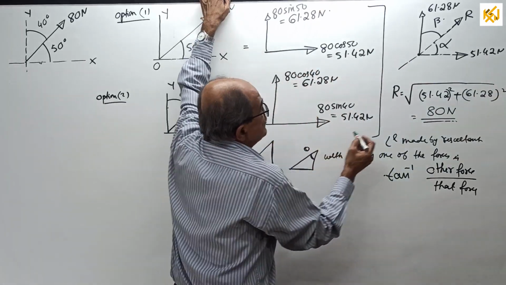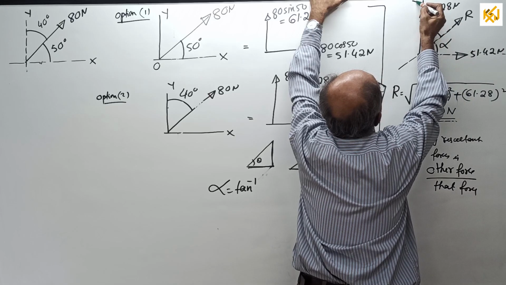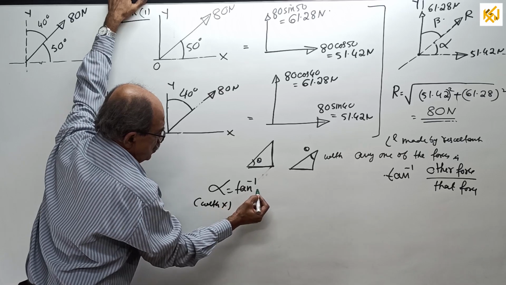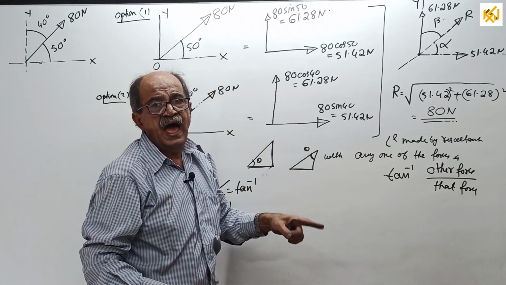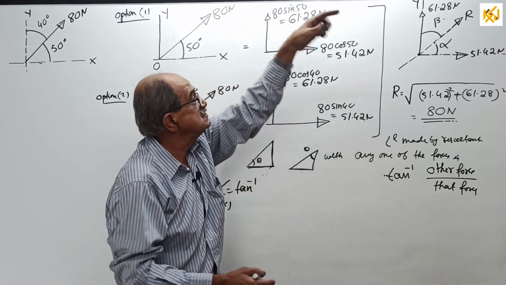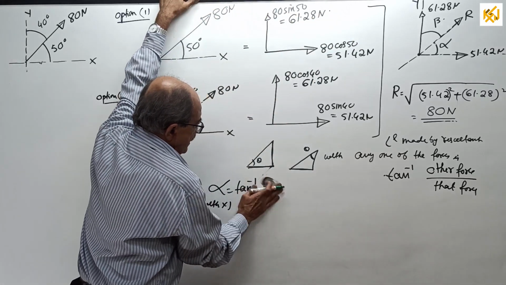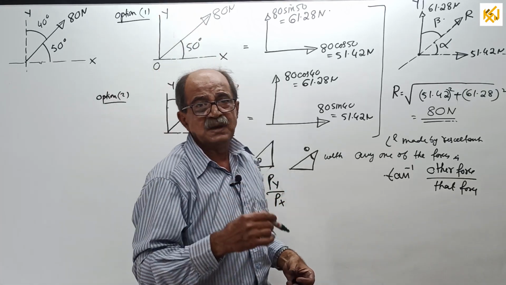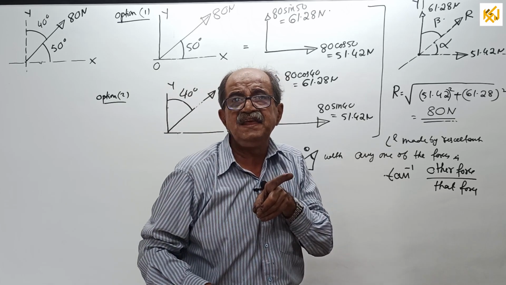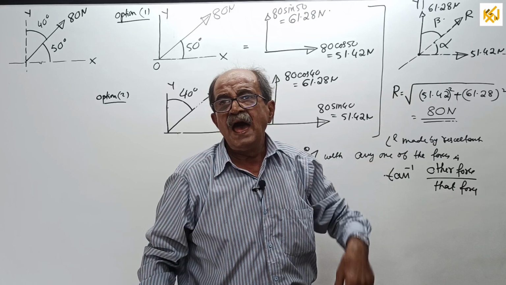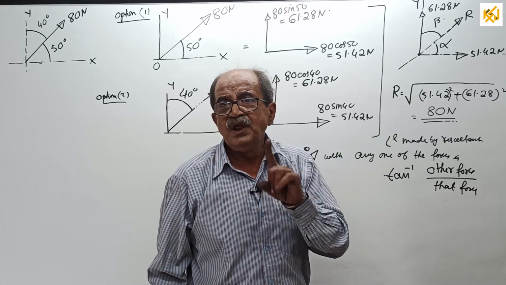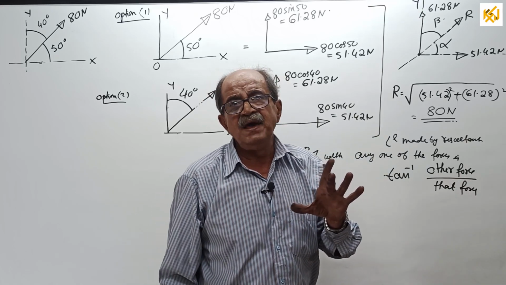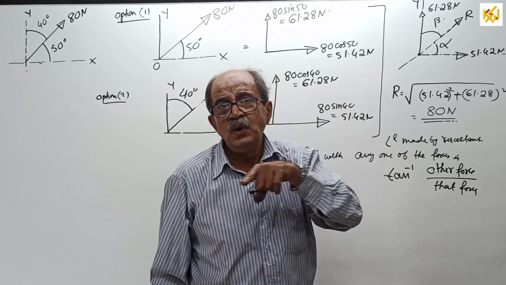So I can tell once again right here, this is the x direction, this is the y direction. So tan alpha with the x equals tan inverse of, you want the angle with the x direction, so the other force, which is force in y divided by force in x. When you go for support reactions, if you get a horizontal reaction H and vertical reaction V, the angle made by the resultant reaction with the horizontal will be tan inverse of vertical by horizontal. If you want the angle made by the resultant with the vertical, it will be tan inverse of horizontal by vertical.